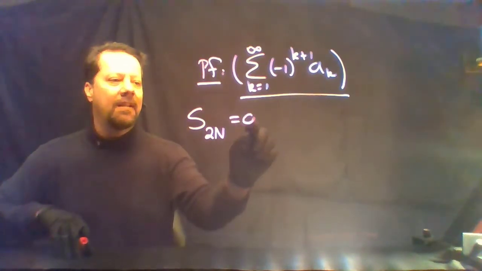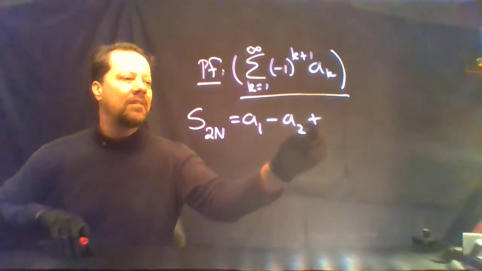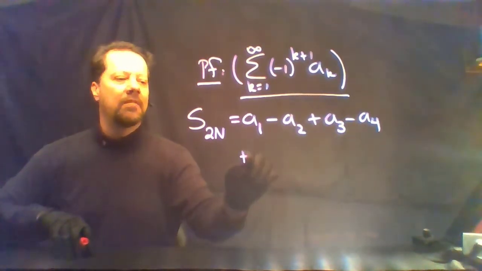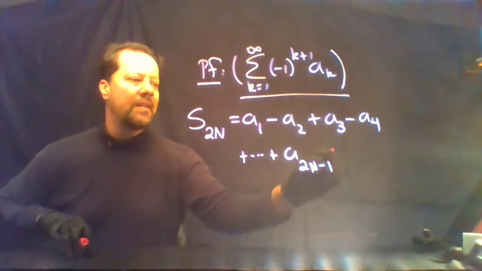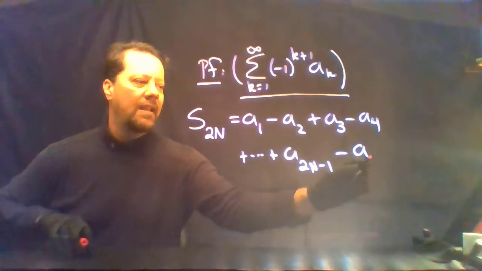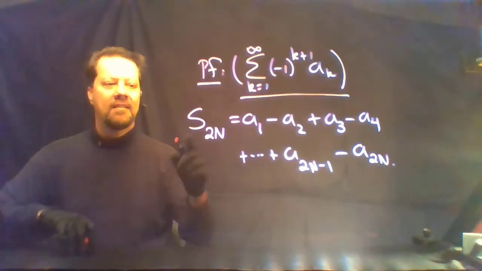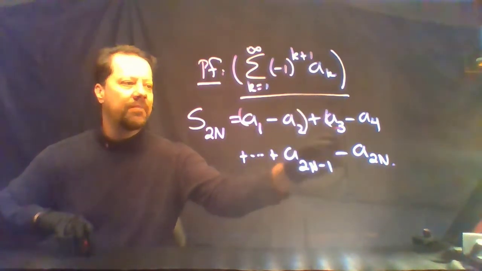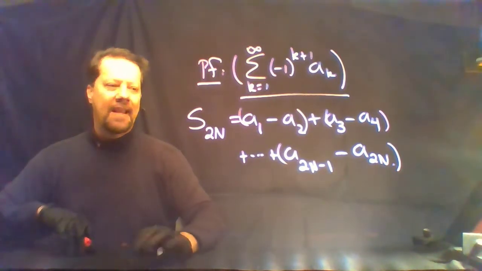That's going to be a_1 minus a_2 plus a_3 minus a_4 plus and so on up to a_(2n-1) minus a_(2n). Notice that we can associate these terms in the following way.